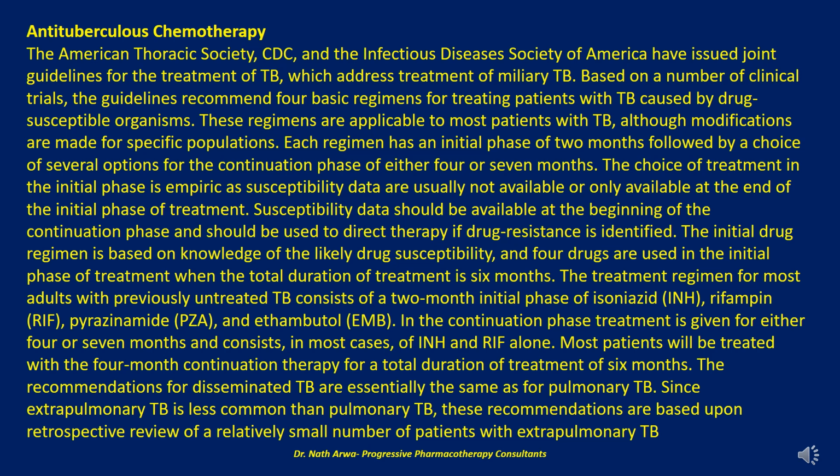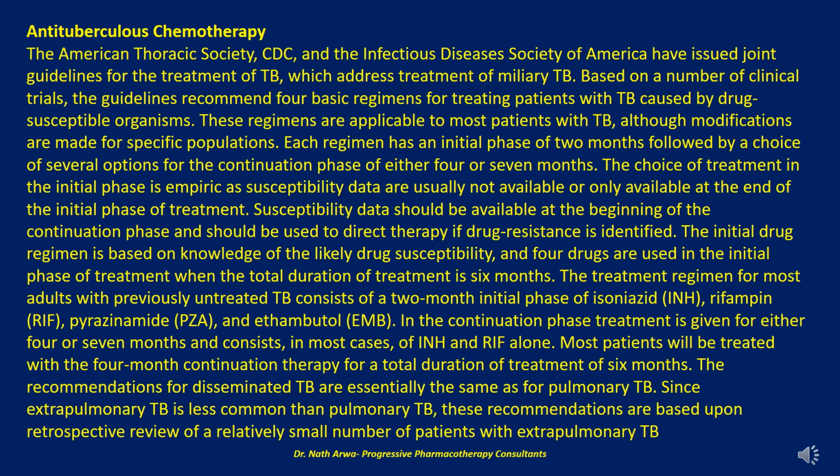are used in the initial phase of treatment when the total duration of treatment is 6 months. The treatment regimen for most adults with previously untreated TB consists of a 2-month initial phase of isoniazid, abbreviated as INH, rifampin, abbreviated as RIF, pyrazinamide, abbreviated as PZA, and ethambutol, abbreviated as EMB.